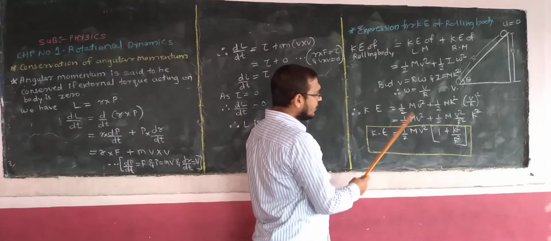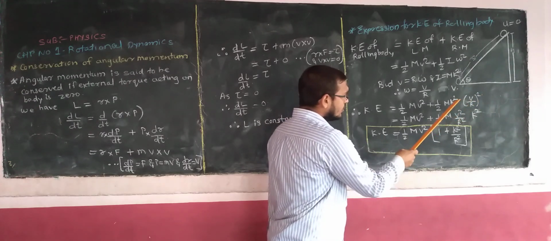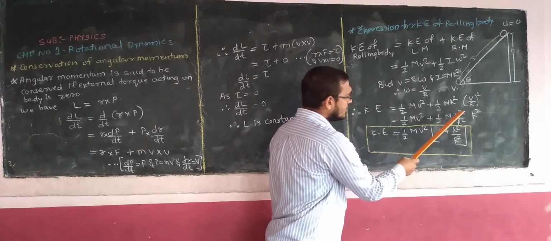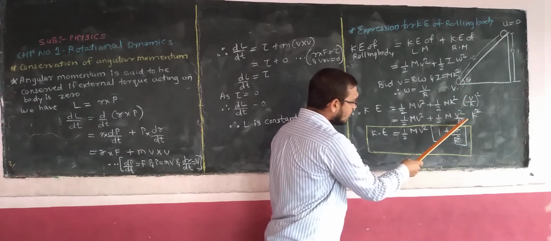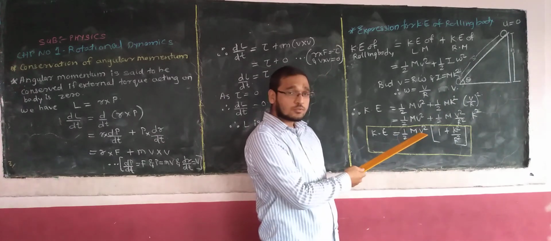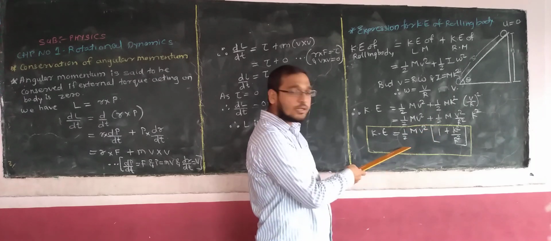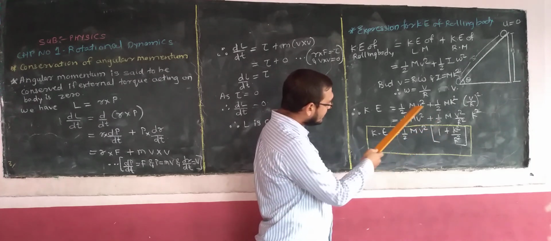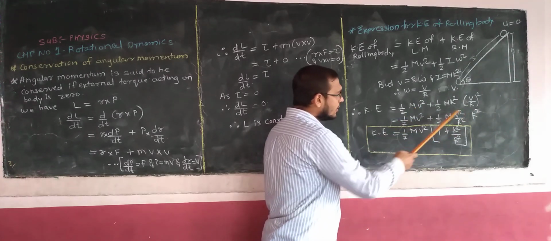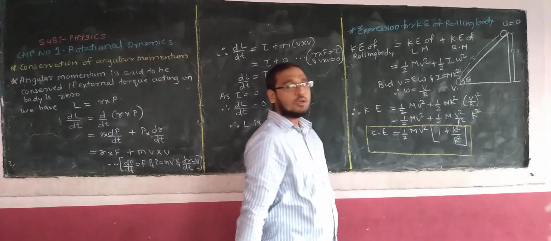Now simplify this term. m as it is, and I shift this k square to that side, so half m v square upon R square into k square. Now if you observe, in both terms half and v square are common, so I take them outside. What remains in the first term is 1, and what remains in this term is k square upon R square.